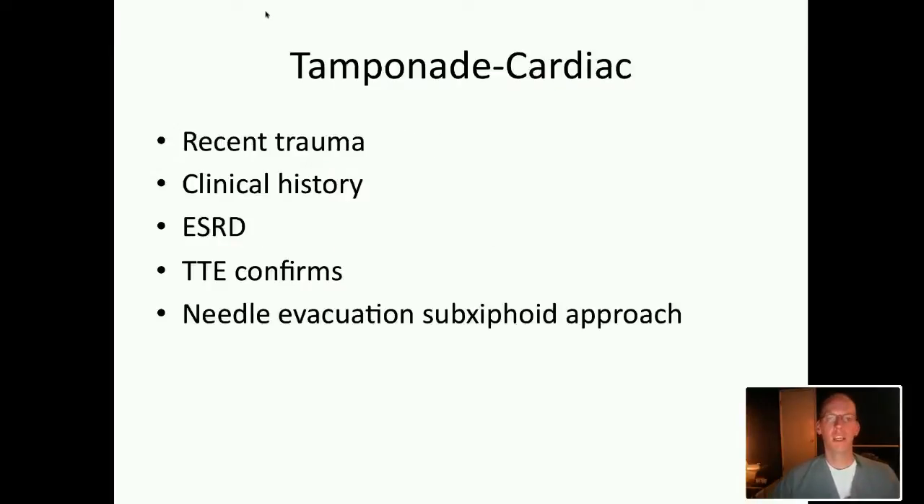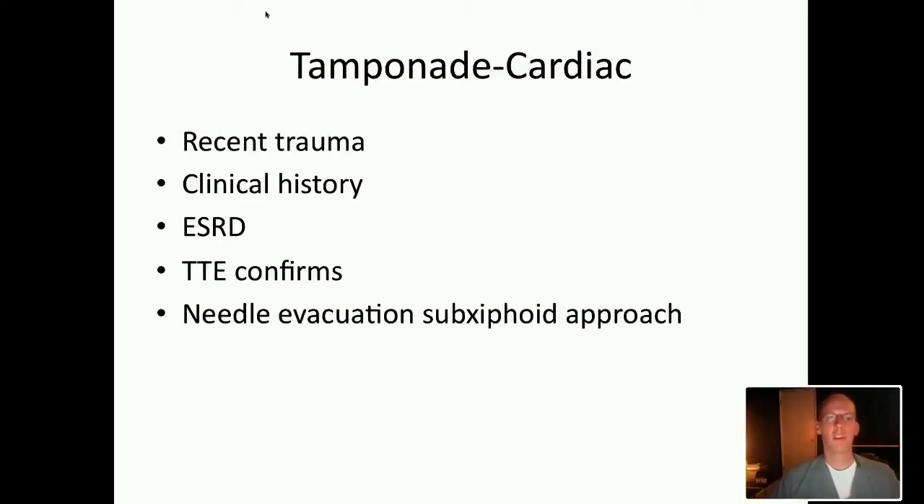Tamponade. Once again, if you don't look for it, you'll never find it. So high index of suspicion for this condition. Any recent trauma, a strong clinical history, pericardial rub on exam. A patient that has end-stage renal disease is more prone to uremic effusions. Like I said, chest trauma, recent central line access. Sometimes the tip of a central line can perforate the right atrium and cause tamponade. So high index of suspicion.